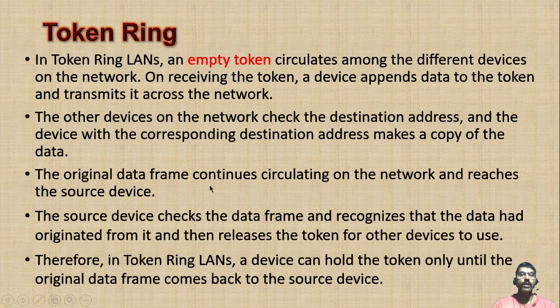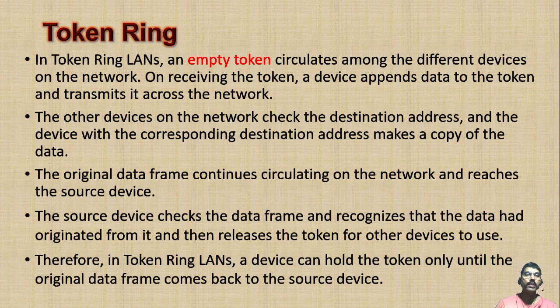The original data frame continues circulating on the network and reaches the source device. The source checks the data frame and recognizes that the data originated from it. Whenever the source receives the data frame, it understands that the frame was sent by itself, because the data frame contains the source address as well as the destination address. Once it receives the data frame, it releases the token to the next device. The important point to remember is that in token ring, the device can hold the token only until the original data frame comes back to the source device.